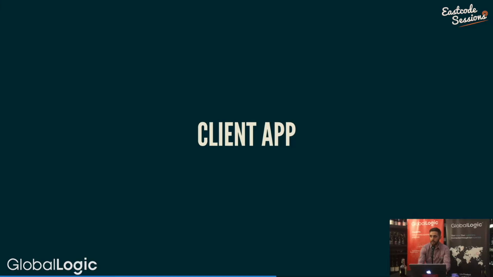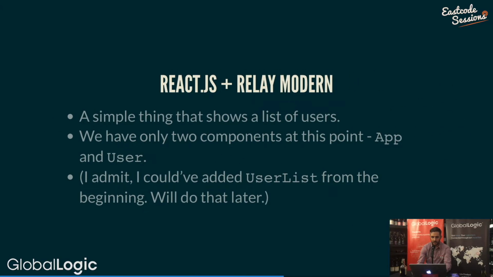Okay, so let's try to build a client app for all this fancy stuff that we did. The client app is going to be about as complicated as the server part, so not very. We're going to add a bunch of lines of code, but it's not going to be terribly complex or super confusing, hopefully. We're going to pretend we need an app that shows a list of users, because that's what we have data for. So basically, yeah, a list of users.